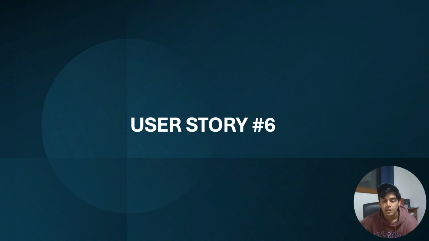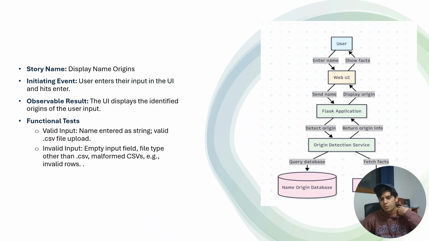In this slide, I'll go through some inner details of user story 6, but like I mentioned in the previous slides, feel free to refer to our design documents. The name of the story is simple, display name origins. The initiating event would be the user enters their name into the user interface and hits enter. The observable result would be the UI displays the identified origins. So like I had mentioned, if you were to use my name as an example, it would display the fact that I'm from India, or the name is an Indian name. It's got Indian origins.